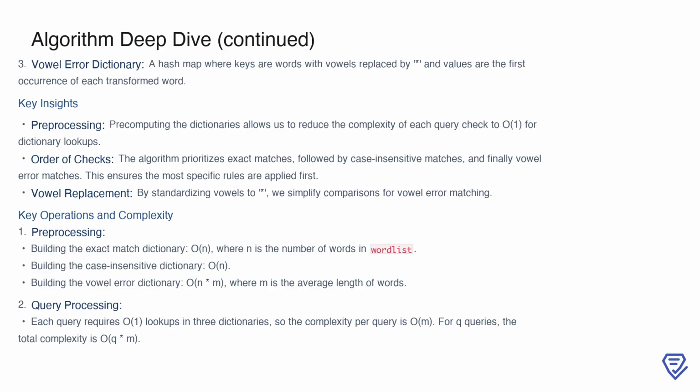The pre-processing phase involves building the exact match dictionary in O(n) time, where n is the number of words in the word list. The case-insensitive dictionary also takes O(n), while constructing the vowel error dictionary takes O(n*m), where m is the average word length. When processing the queries, each lookup involves 3 O(1) dictionary checks, leading to a per-query complexity of O(m). For q queries, the total time complexity is O(q*m). This pre-processing approach ensures the algorithm is both time-efficient and scalable.